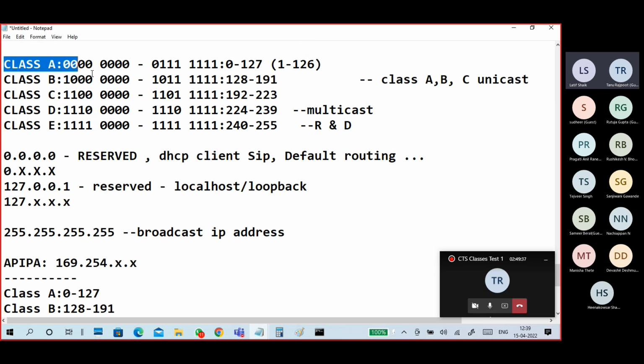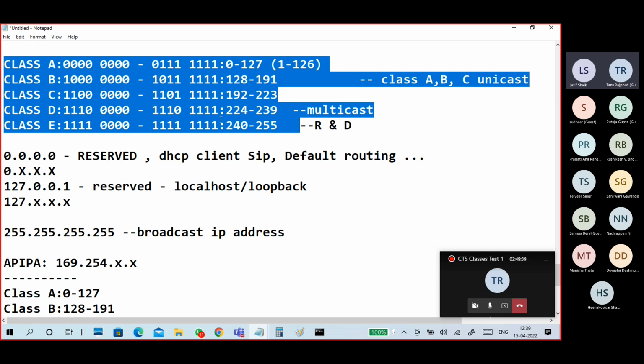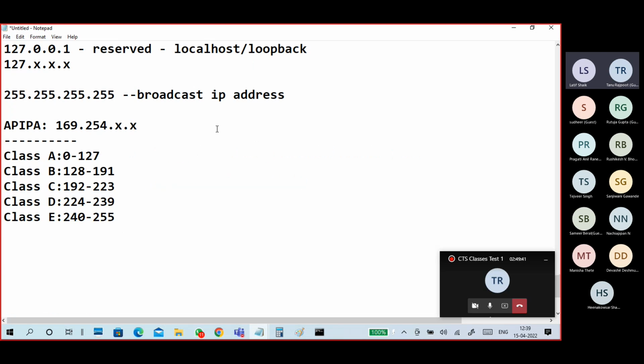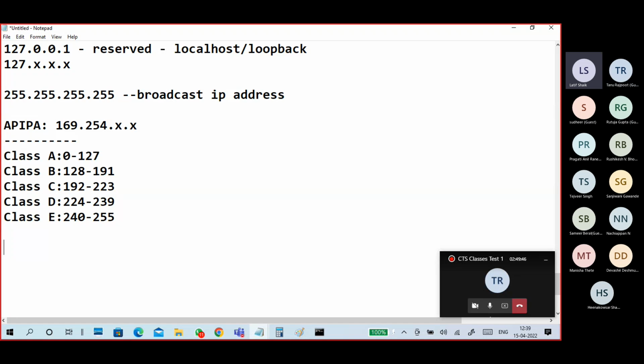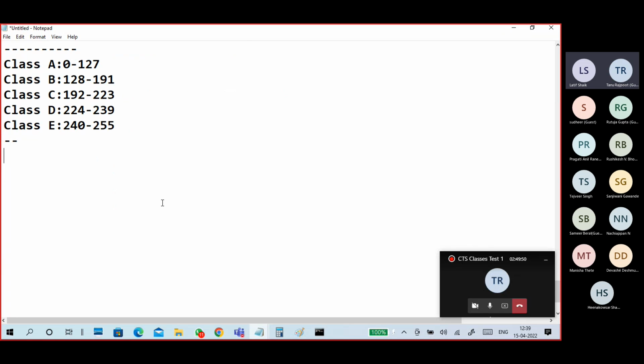When you see this much, you think we have to read all of it. At least you can read this one, right? You can remember this one. What are these classes and what are these ranges? We'll see the first octet of the IP address, you can say range.